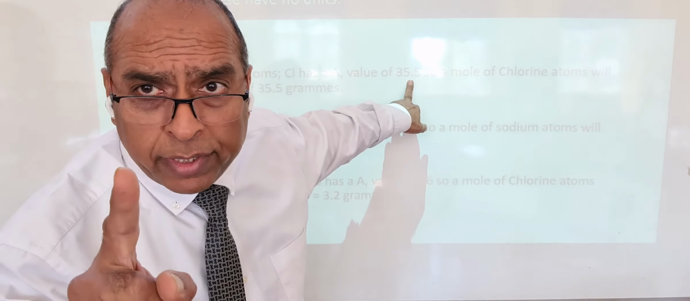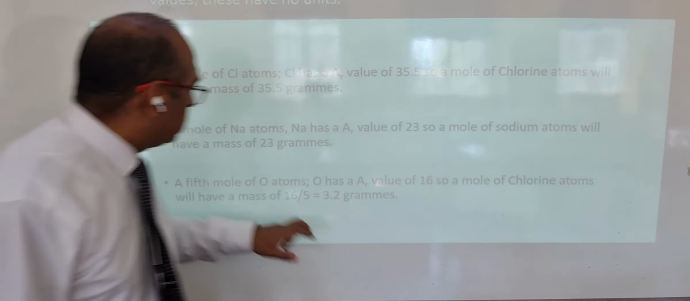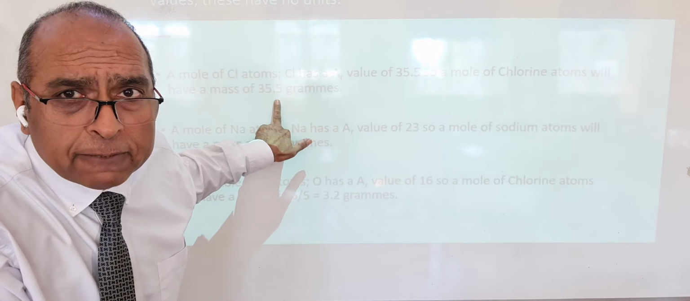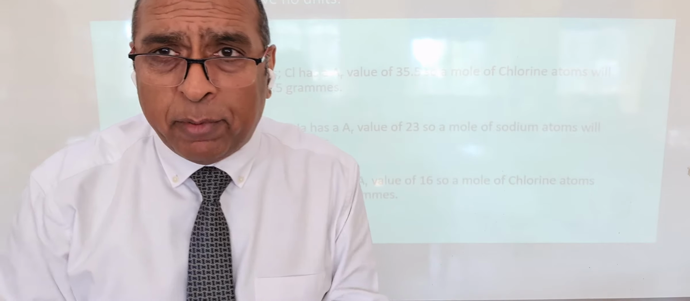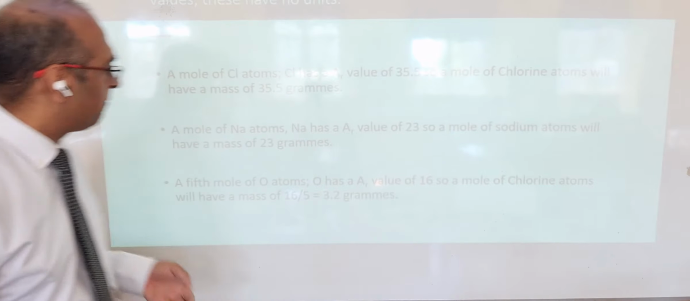That's got no units, no units. But a mole of chlorine atoms will have a mass of 35.5 grams. So a mole of chlorine atoms will weigh 35.5 grams. Let's move on to something other than chlorine.